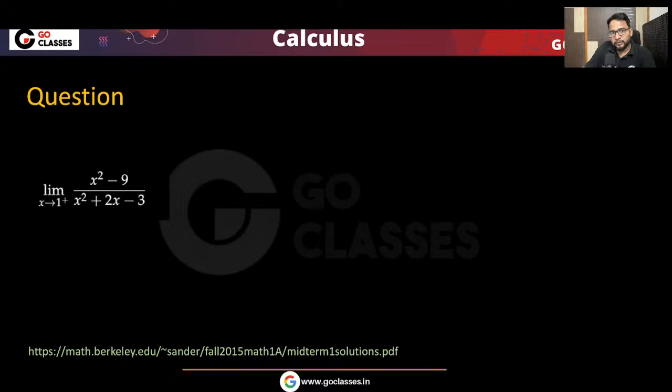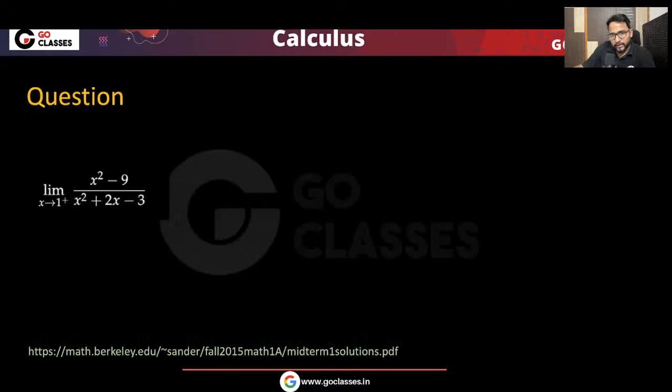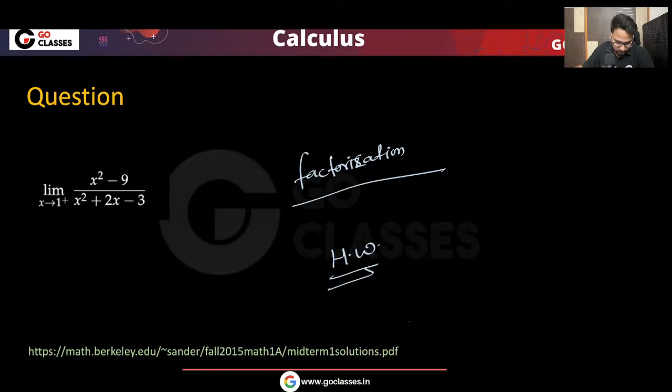For example, let's suppose I want to solve this question using the same method, factorization. You can just factor this out and then solve it. The solution is on the next page, so that's why I'm not solving it. This x square minus 9 can be written like this, and x square plus 2x minus 3 can be written like this, so that's how you can solve it. This is a question you can take as homework for factorization. Using factorization, you can solve this question.